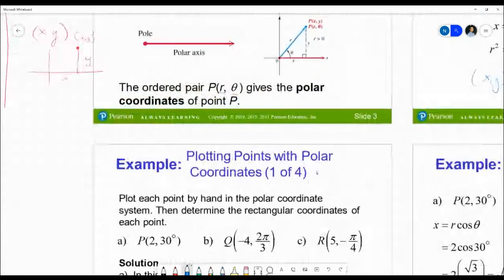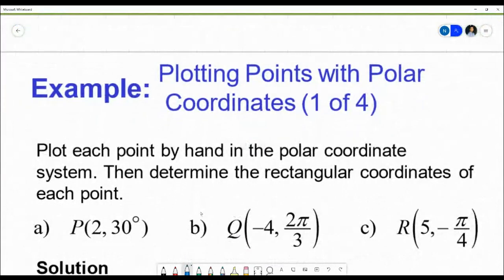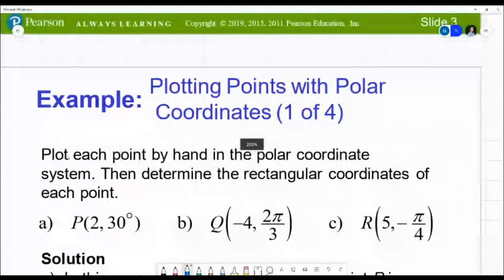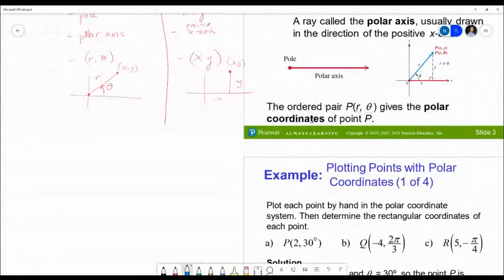So let's look at how we plot these. We're going to plot each point by hand in the polar coordinate, then determine the rectangular coordinate of each point. Okay, so let's look. For part A, I'll do the first one, and then each one of you will do the other one. So we have the point (2, 30 degrees). Okay, so my r value is 2, and my theta is 30.